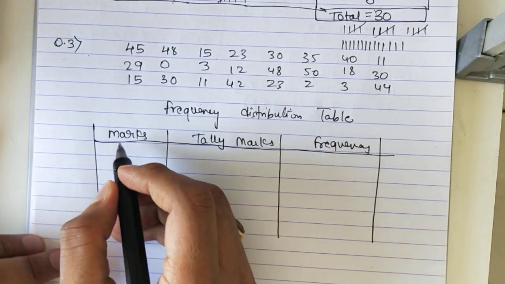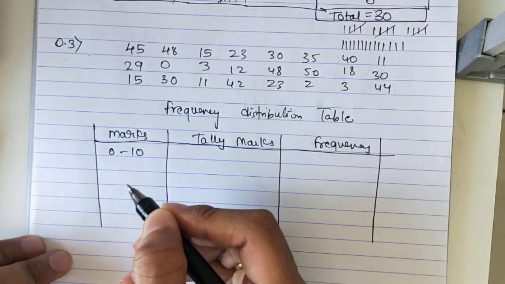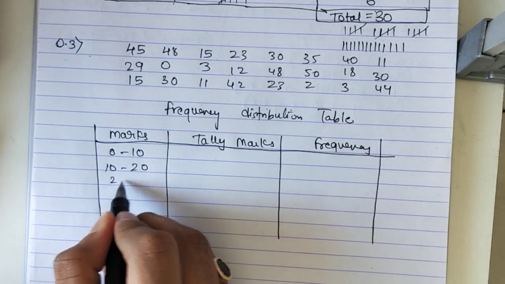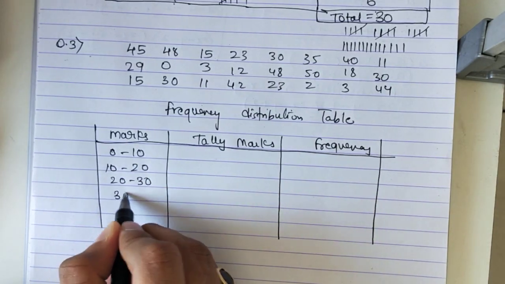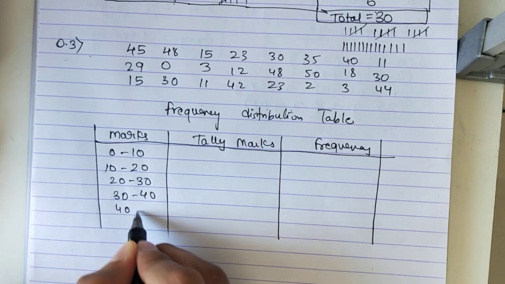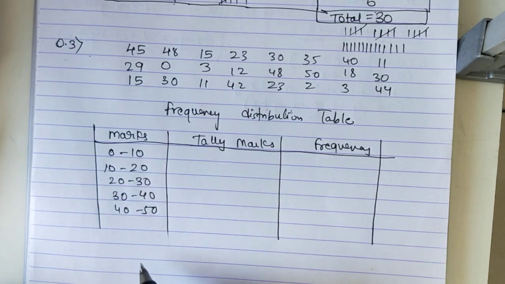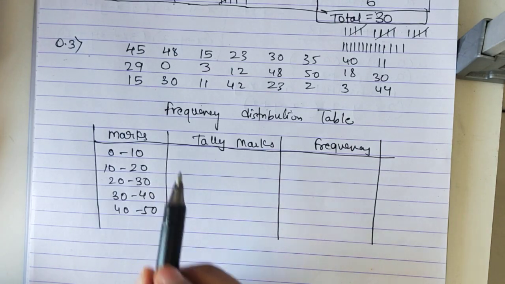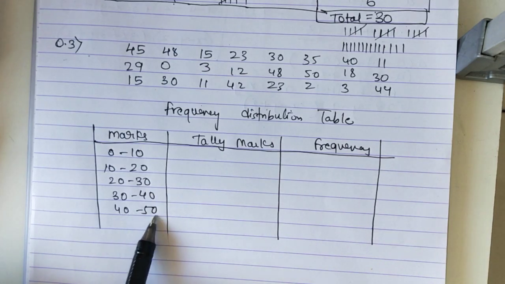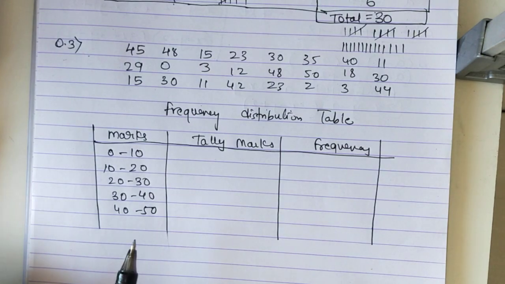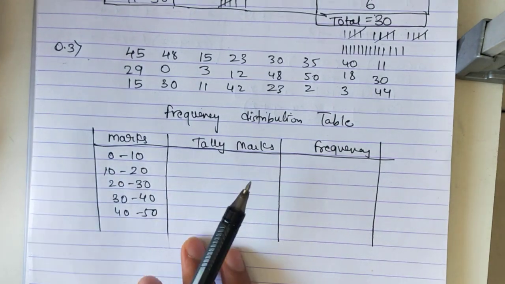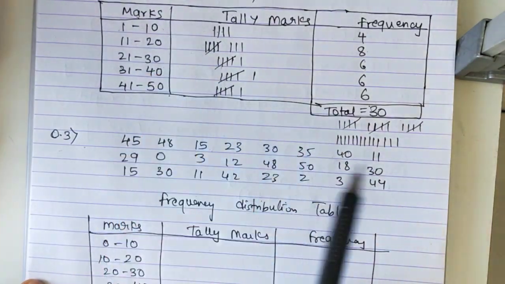The range is 0 to 10, 10 to 20, 20 to 30, 30 to 40, 40 to 50. Till where will I cover? In the question they had given the maximum marks are 50, so till maximum 50. But if you see carefully, there is a difference between this data and this data.